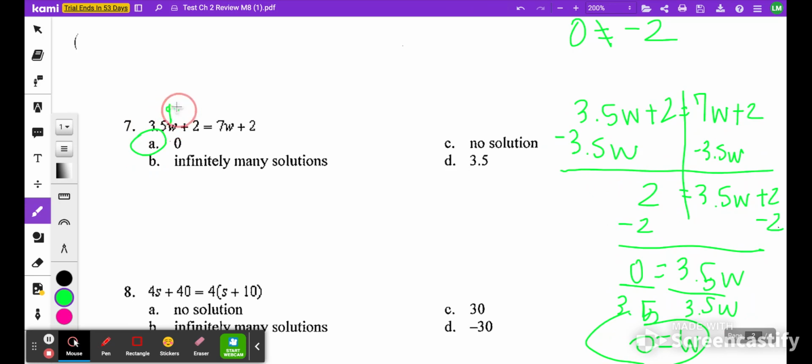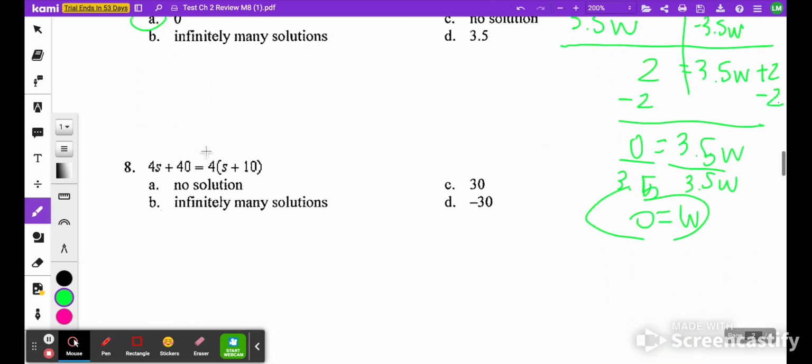You can even plug it in. 3.5w times 0 is 0. So 0 plus 2 is equal to 7 times 0 is 0 plus 2, also equivalent. But I also wonder if that one's infinitely many solutions. Hold, please. It's been confirmed. W is equal to 0. Okay.